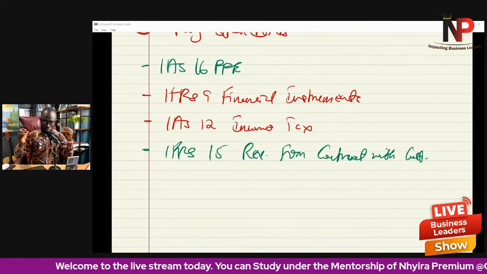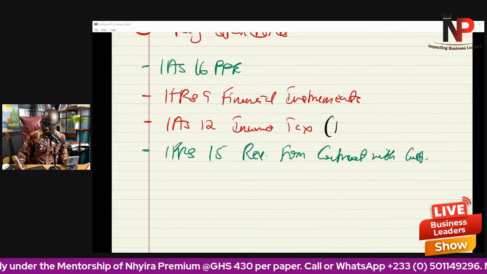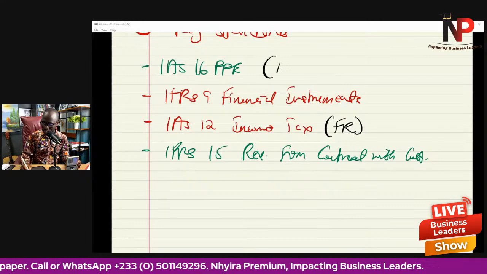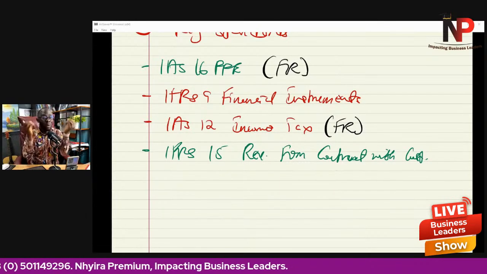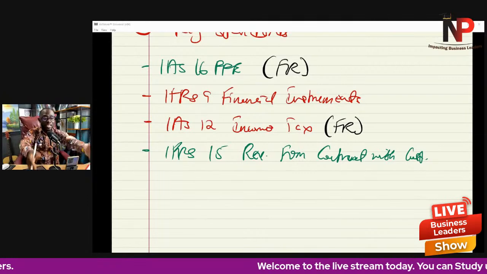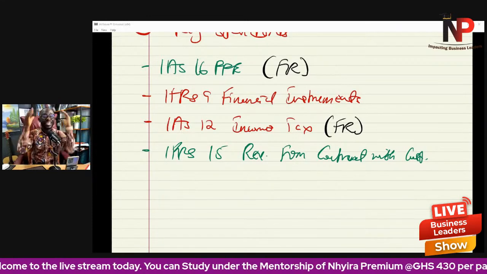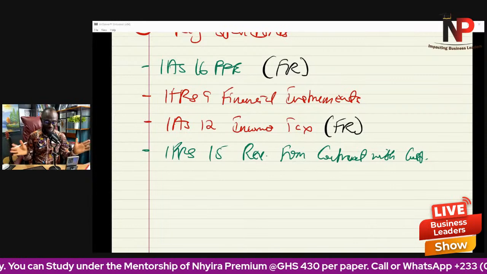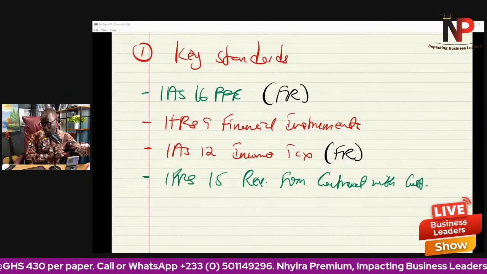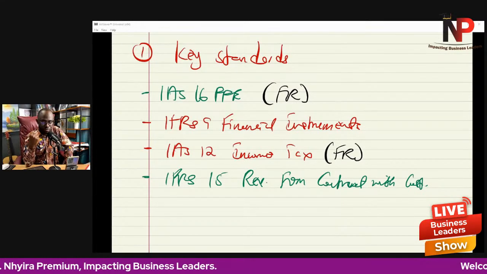So IAS 16, IFRS 9 Financial Instruments, IAS 12 Income Tax. If you are doing financial reporting, you can't excuse yourself from income tax, and you can't excuse yourself from IAS 16. You must know them. Whether you have to put your feet in cold water or hot water, you have to swim, so you must know income tax in detail, very, very important. You must know these standards very well. So we need IAS 16, IFRS 9, IAS 12, IFRS 15, Revenue from Contracts with Customers. But this is where the journey gets interesting.